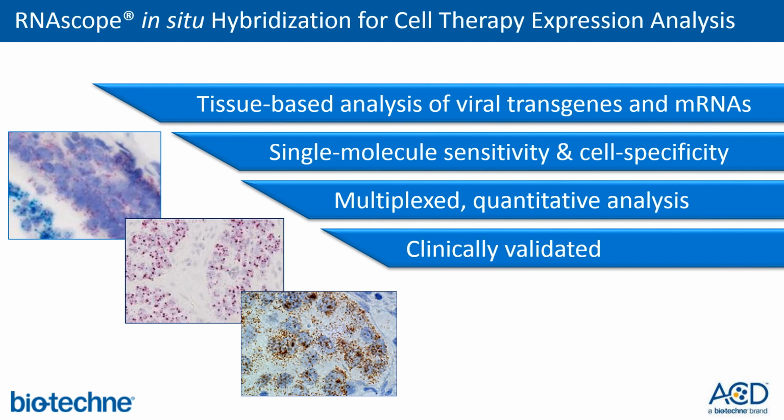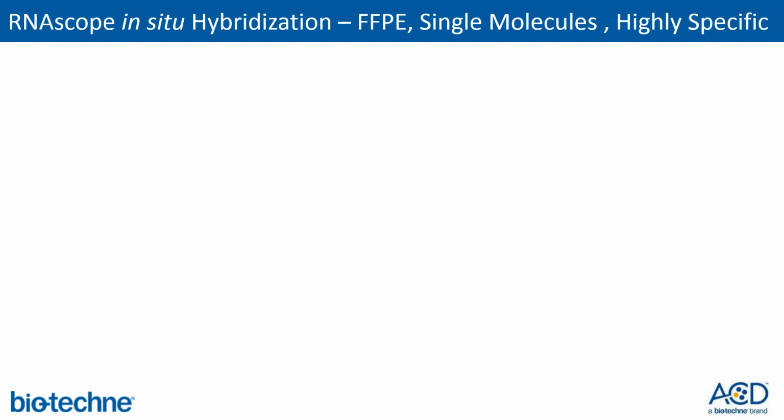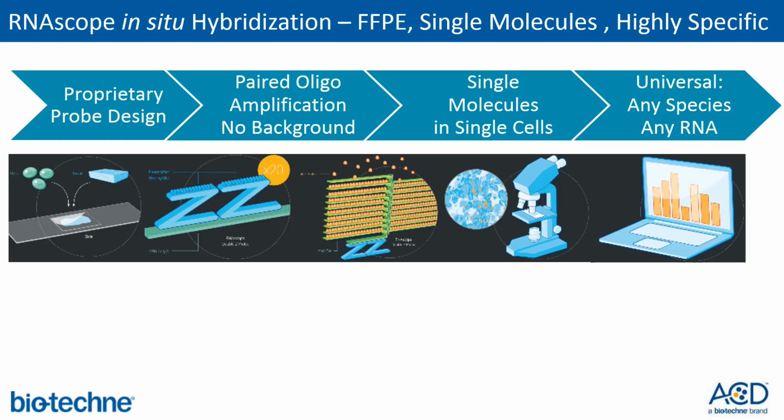In addition, the RNAscope assay is clinically validated. It is being used for diagnostics in some cases, and it's being used very, very extensively in clinical trials as an exploratory biomarker, and also for pharmacodynamic and pharmacokinetic analysis of cell therapies. So the key features of the assay are the ability to detect RNA in formalin-fixed tissue, single molecule detection, and very, very high specificity. And this is based on the way in which the probes function to generate signal and amplify that signal in a tissue section.